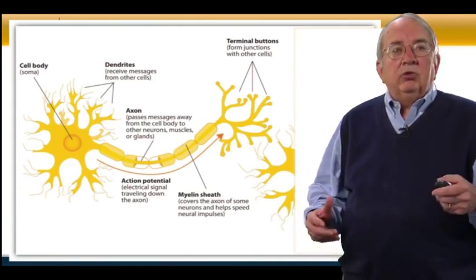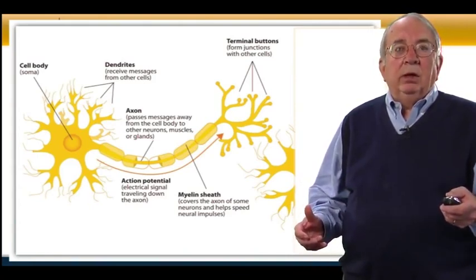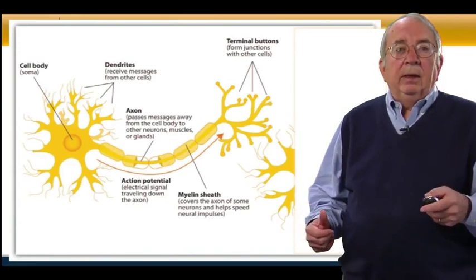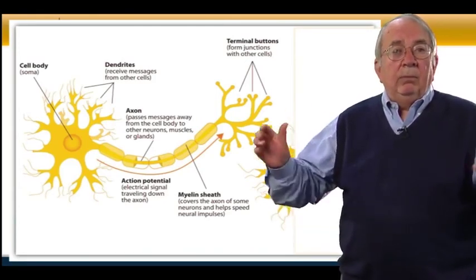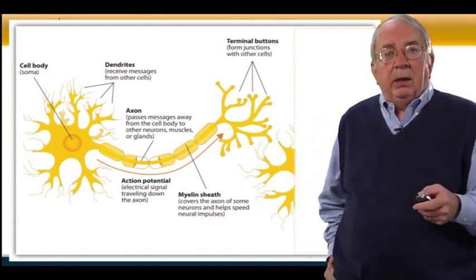There are literally trillions of connections between neurons in the brain. And then, of course, there are the connections with the peripheral nervous system outside of the brain and spinal cord.